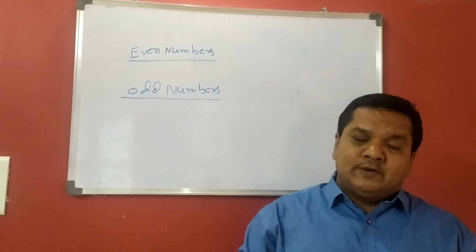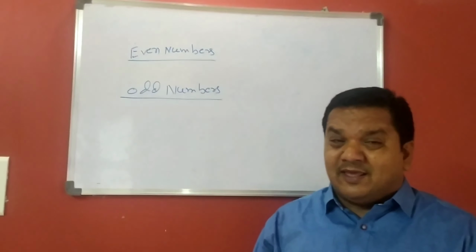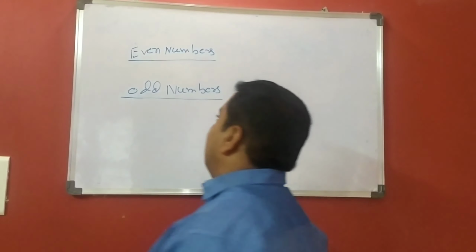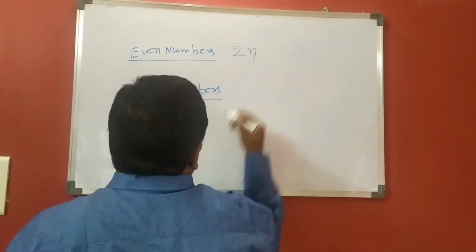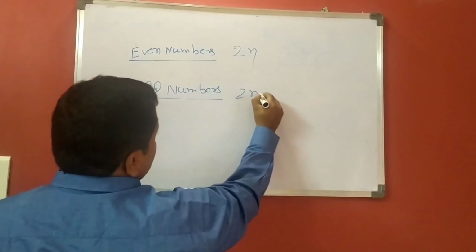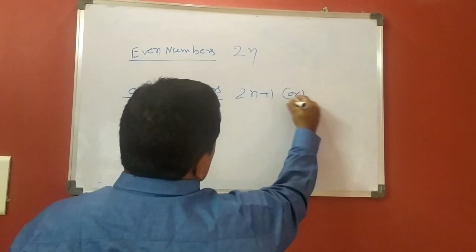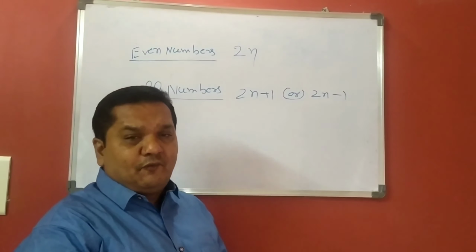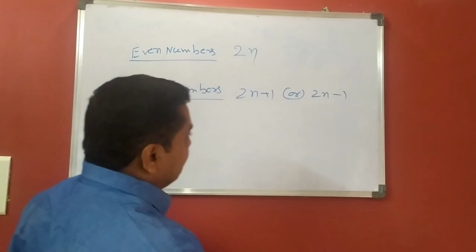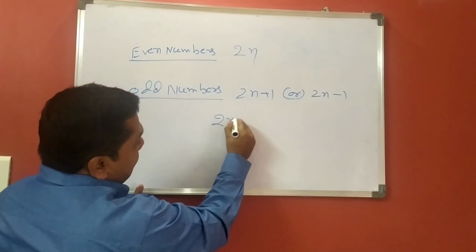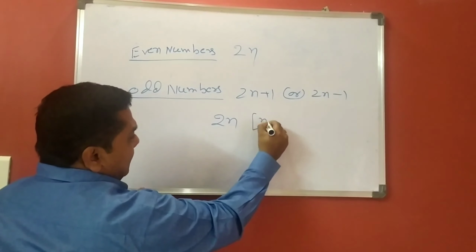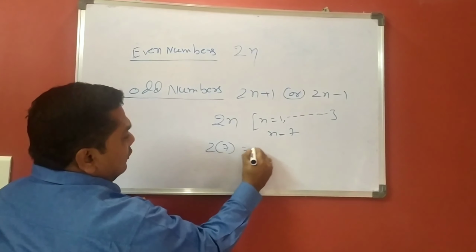If we divide a number by 2 and get the remainder 1, then it is called an odd number. The formula of an even number is 2n. The formula of an odd number is 2n plus 1, or it can be written as 2n minus 1. These are the main formulas of even and odd numbers. For example, take 2n, the even number formula. In place of n, we can write 1, 2, and so on, any number. For example, n is equal to 7: 2 into 7 is equal to 14.